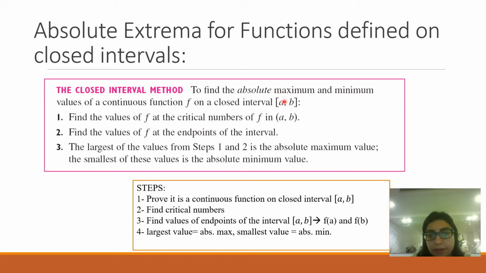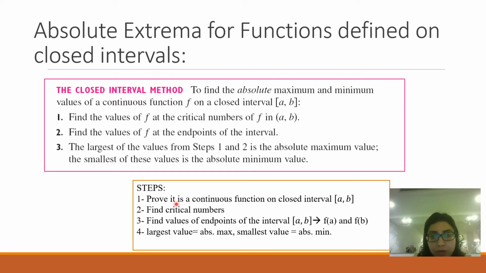I need to know what is the y value at x equals a, what is the y value at x equals b. Then I will check: the largest of all the values will be the absolute maximum, and the smallest of all the values will be the absolute minimum. All right, this is the method. Let me summarize it here and show you how we're going to do it. I'm going to summarize it into 4 points.